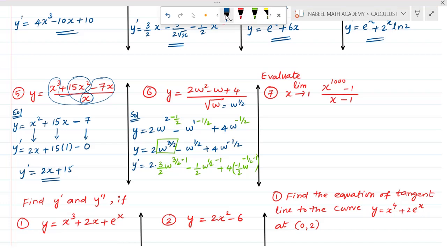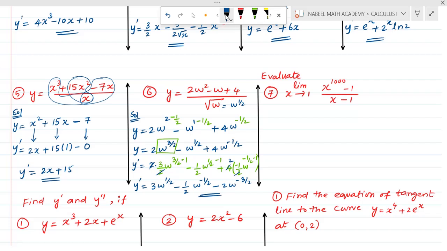So now the simplified form. The 2 with the 2 cancel. Here the 2 times cancel. So what are the remaining here? So y prime is equal to 3 times w to the power half. If you multiply, you will get half. Next, minus 1 over 2 w to the power minus half, minus 2 w to the power minus half minus 1, which is minus 3 over 2. So this is our final answer.